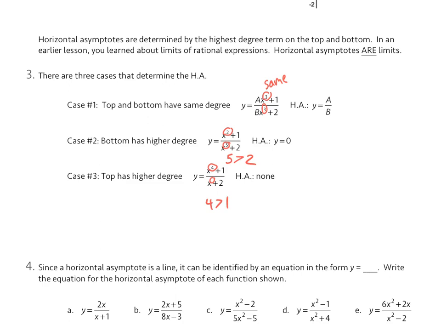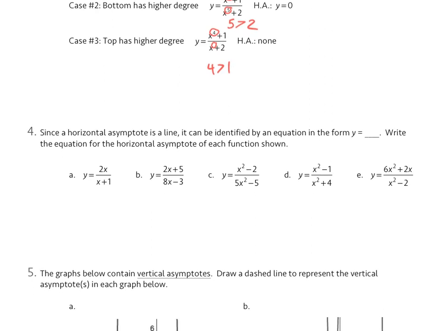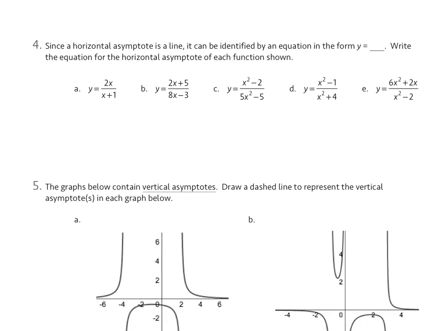Number 4, since a horizontal asymptote is a line, it can be identified by an equation in the form y equals some number. We'll look at 5 of these right now. A, y equals 2x over x. When we're looking at these terms, the horizontal asymptote is 2 over 1, or just 2.